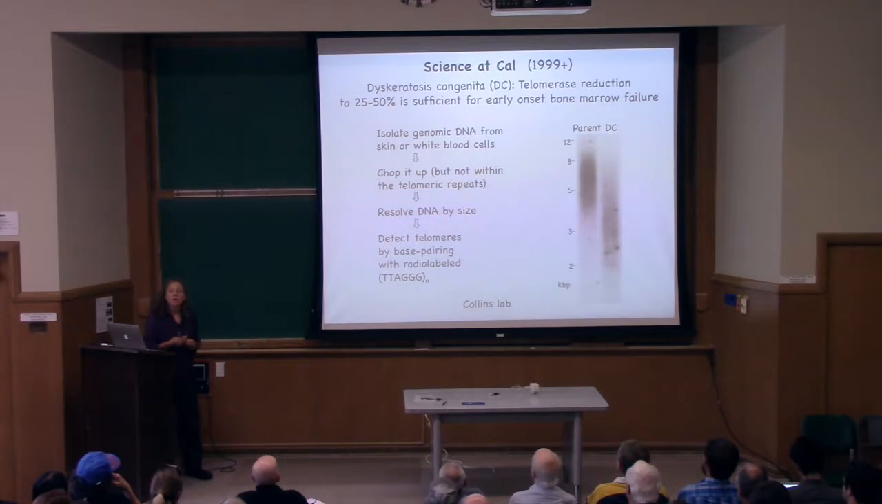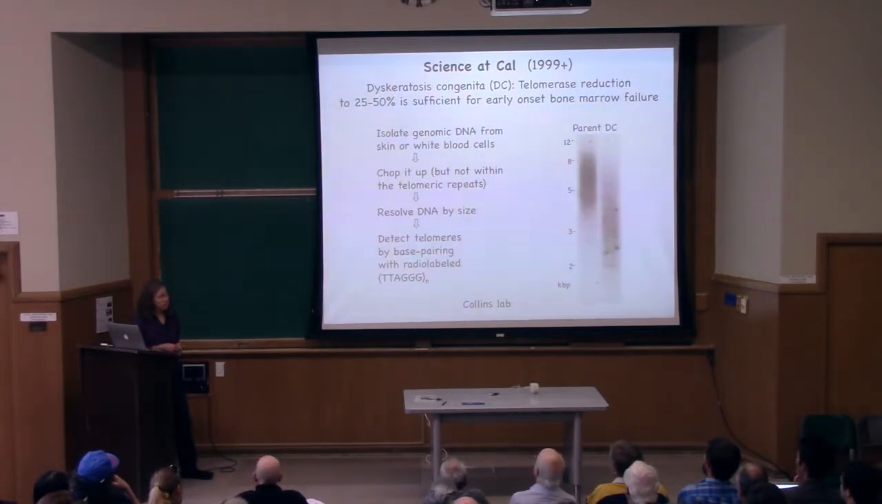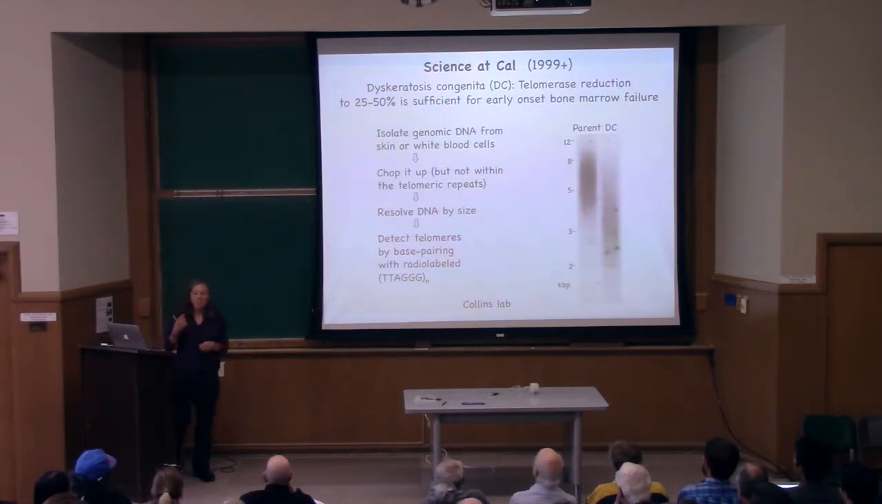Okay? So what we learned from this and from subsequent studies by many groups is that if you just halve the amount of telomerase, you have bone marrow failure. You take it down to a quarter, you have bone marrow failure and leukemia. So in this blot, genomic DNA isolated from the blood cells, chopped it up again, resolved DNA to size, look at the telomeres. These telomeres are so short that these cells shouldn't be proliferating. And in fact, they weren't.